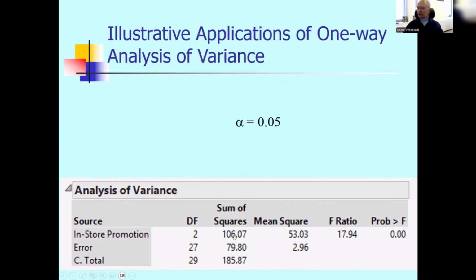Okay, so we see our sum of squares for our grouping variable, sum of squares for the error term here, then our sum of squares y, and our mean square here, which is really this term divided by the degrees of freedom. That gives us 53.03. 79.8 divided by 27 gives us 2.96. And then we divide. We have a ratio of 53.03 to 2.96. That gives us our F ratio of 17.94.